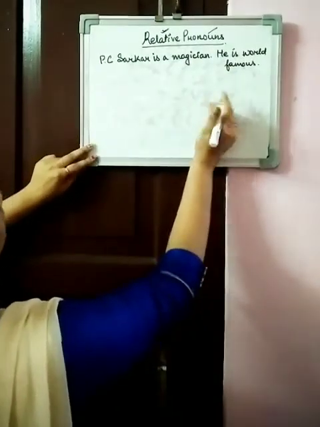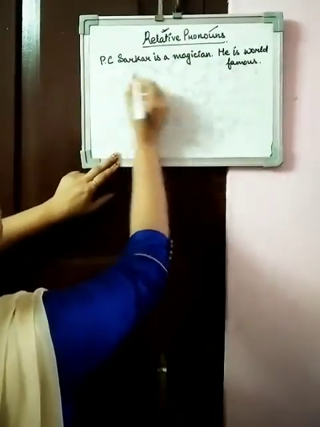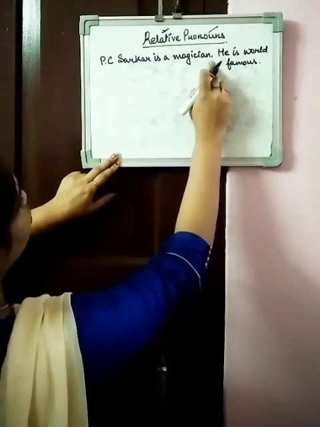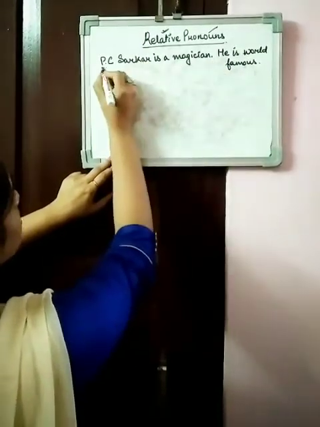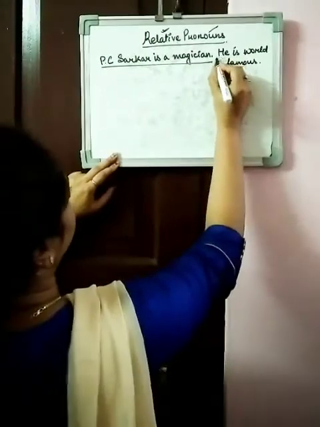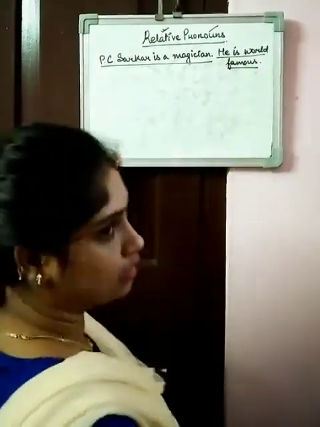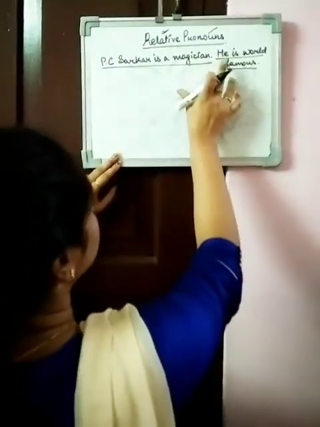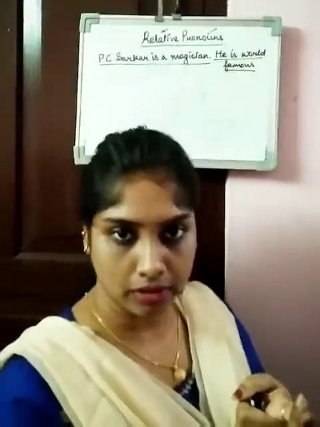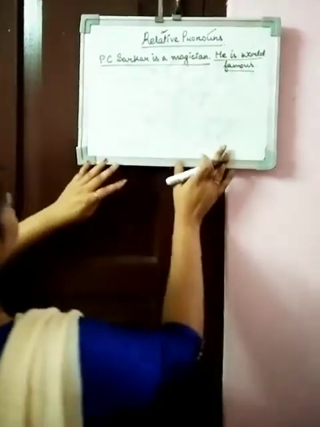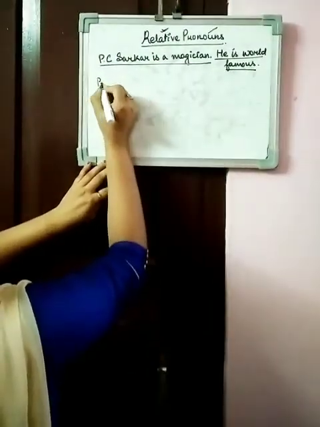Now you see one thing. There are two sentences. It is stopping here, that means this is one sentence, and this is one sentence, right? Now these two sentences will be joined into one. How will we make it? With the help of one relative pronoun. Let's see how. Let me write it.